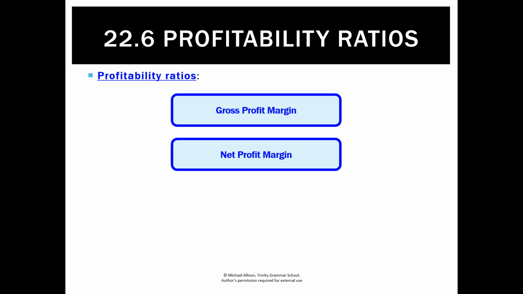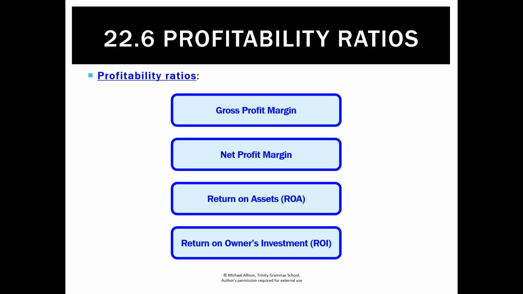What we want to look at is 4 profitability ratios in particular. So we'll go through these each lesson for each one. And we'll go through the gross profit margin, net profit margin, return on assets, and return on owner's investment.